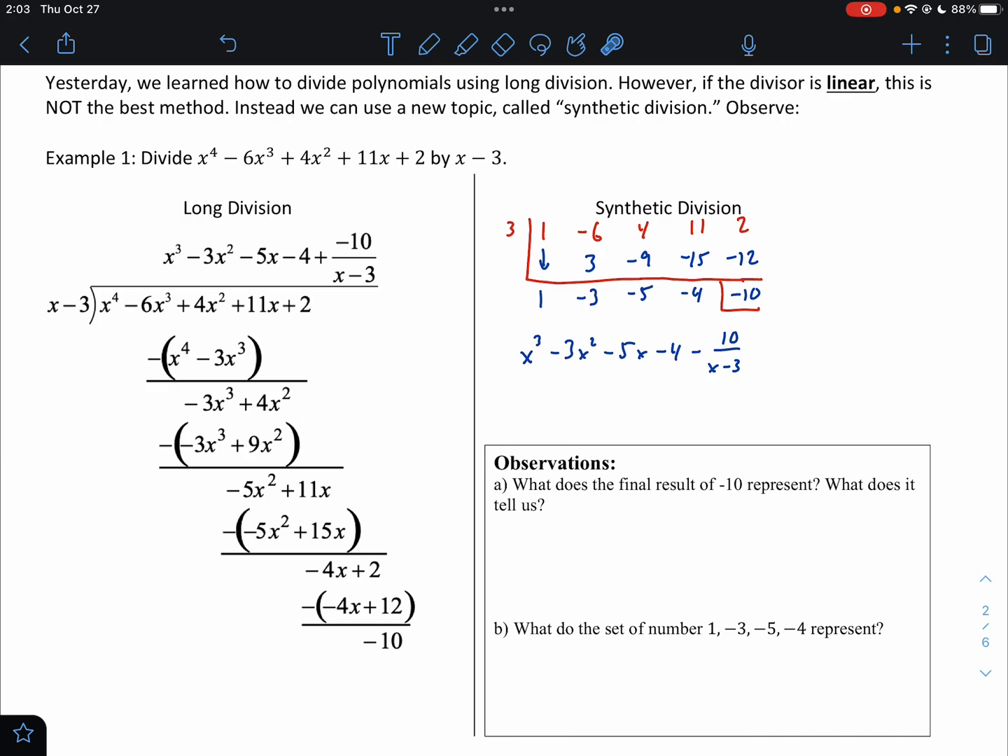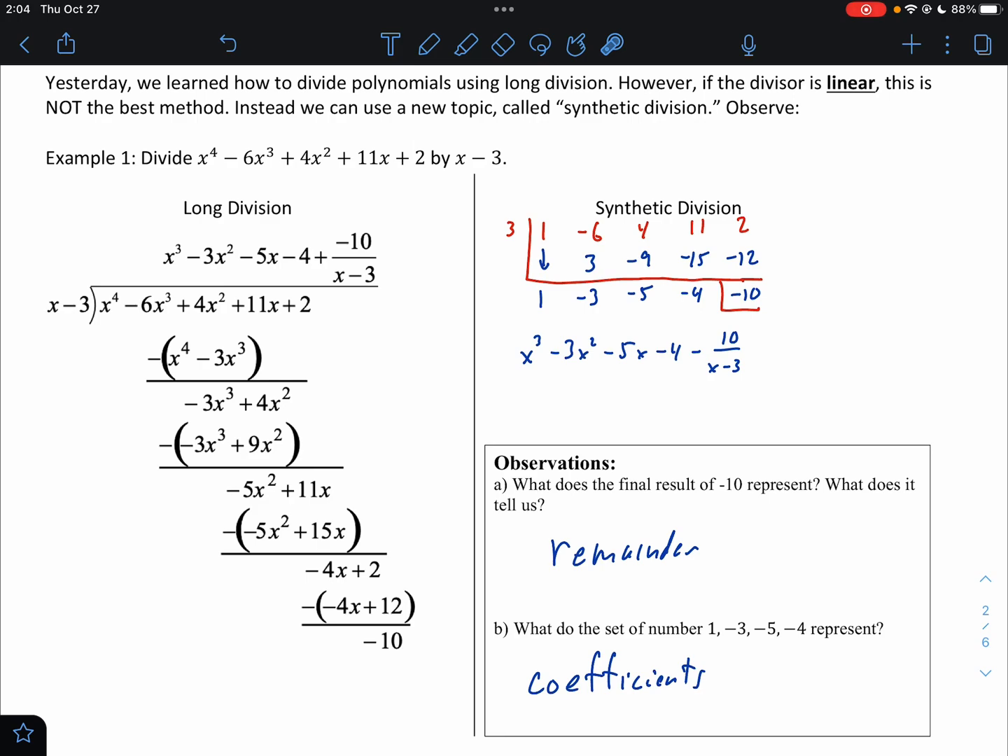So observations here, what does the final result of -10 represent? That is our remainder. So that tells us that this is not a factor of this. What do the set of the numbers 1, -3, -5, -4 represent? Those are our coefficients of all the degrees of x. Okay? So a question you might be thinking right now is, why in the world would someone teach me long division when I can just do this? Well, again, that goes back to what we are dividing by. We can only use synthetic division if we are dividing by a linear factor. If it's anything that's not linear, we have to use long division.